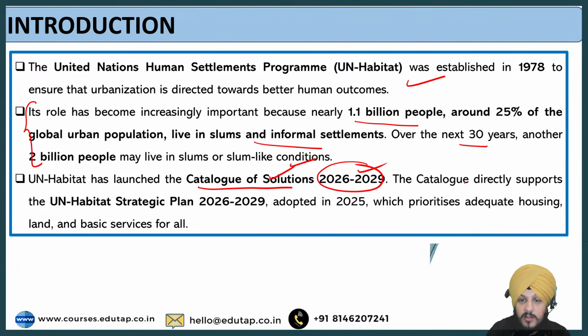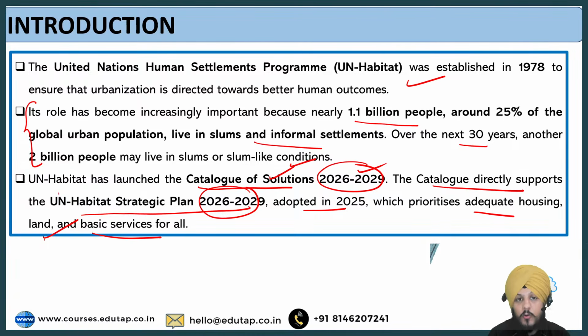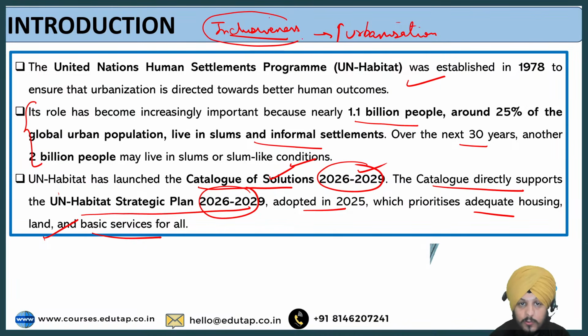Now, if I talk about this catalog, it directly supports the UN Habitat Strategic Plan 2026 to 29 adopted in 2025, and it prioritizes adequate housing, land, and basic services for all. If I talk about the goal in one word, the goal is basically to promote inclusiveness as far as the increasing urbanization is concerned, with respect to developmental initiatives. That is the main goal behind this catalog of solutions provided by UN Habitat. I hope it is clear to you.